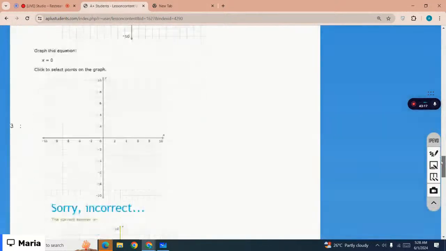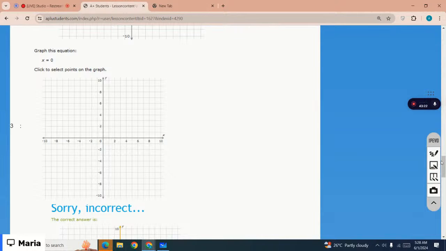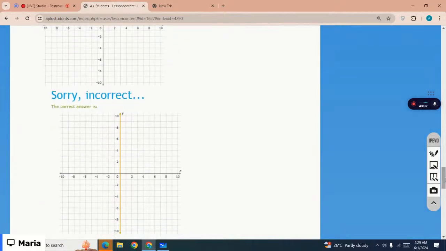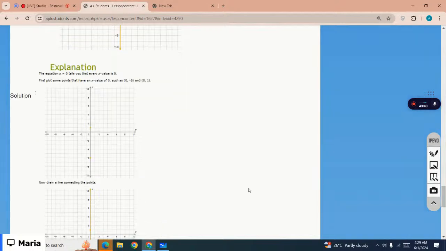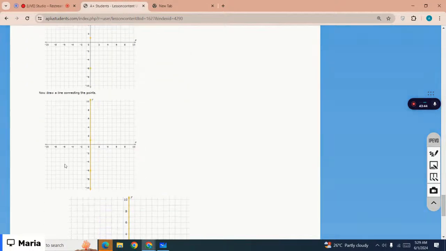Okay, the next one is graph the equation x equals 0. So x is 0 at the y-axis, right? X is 0 at the y-axis. So that means you need to make a line on the y-axis. That yellow line is on the y-axis, right?